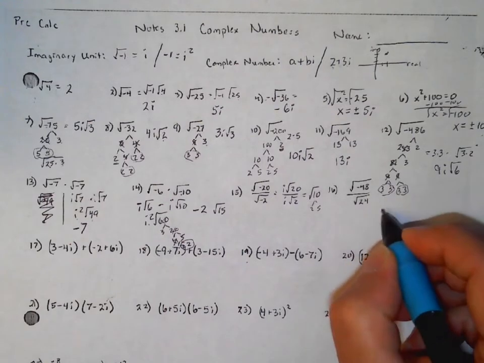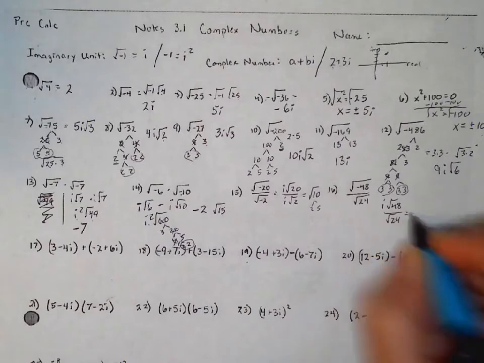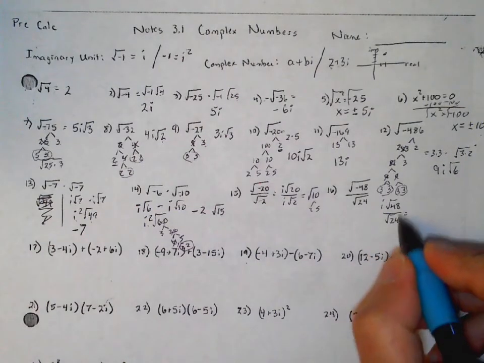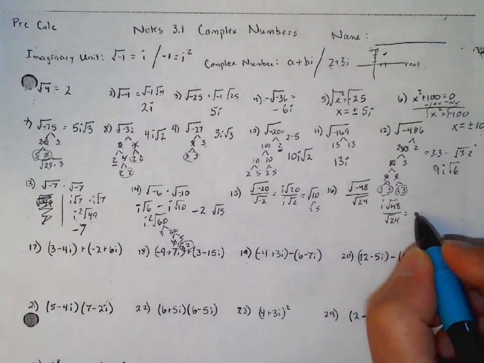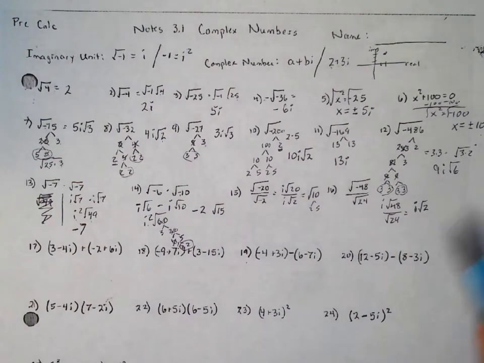This one here would be i square root of 48 divided by the square root of 24. We know 48 divided by 24 is 2, so we'd have i square root of 2. 2 doesn't simplify either, so you're done there.